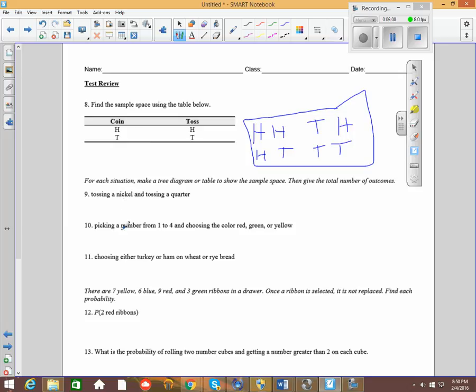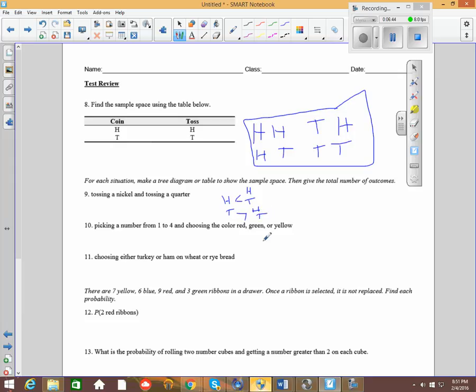Number 9. This is where you make a tree diagram. So you're tossing two coins. One's a nickel and one's a quarter, but you're still tossing two coins that can either be heads or tails. So it's going to be the same sample space that's here. But if you want to make it into a tree diagram, you have heads, tails, and then for the heads, you're going to have either heads or tails. And then for the tails down here, you're going to either have heads or tails.